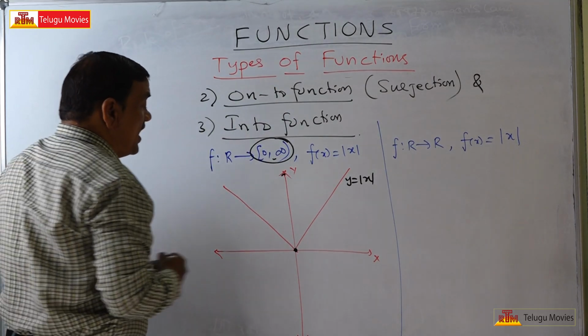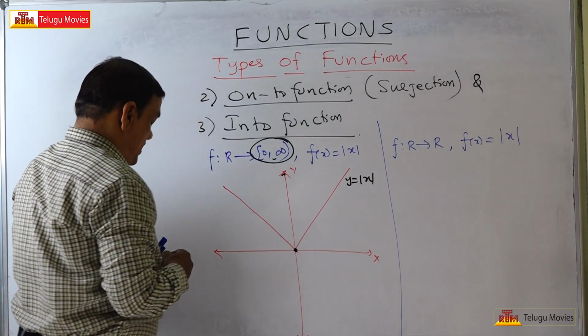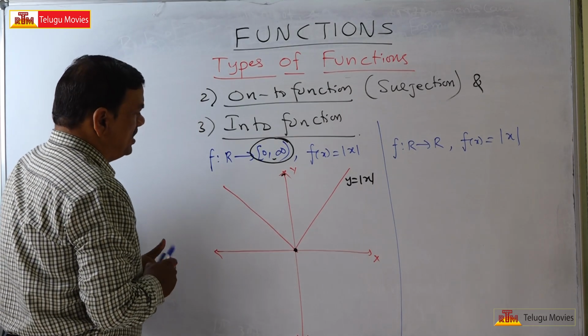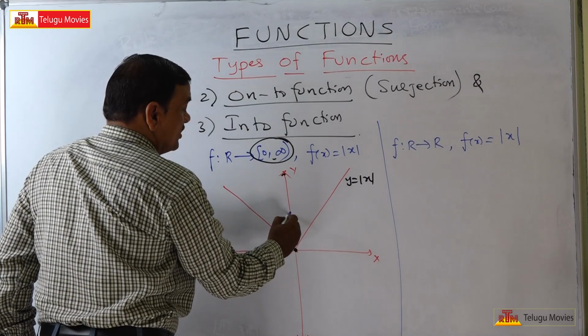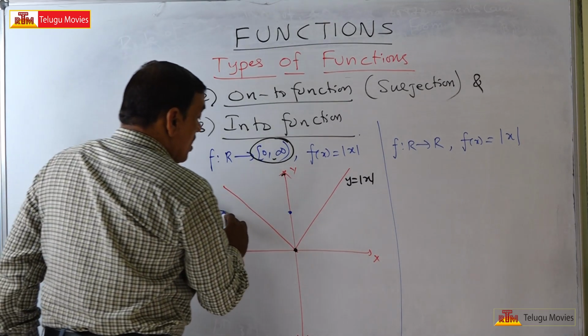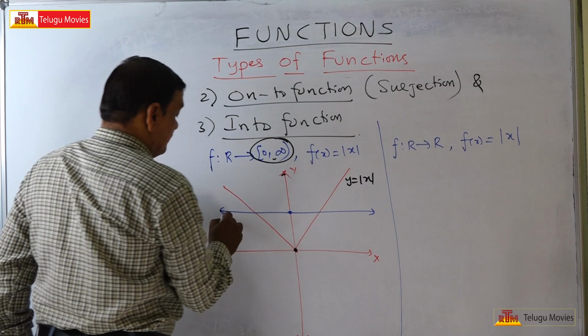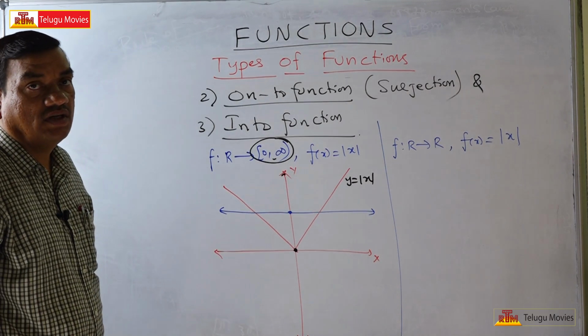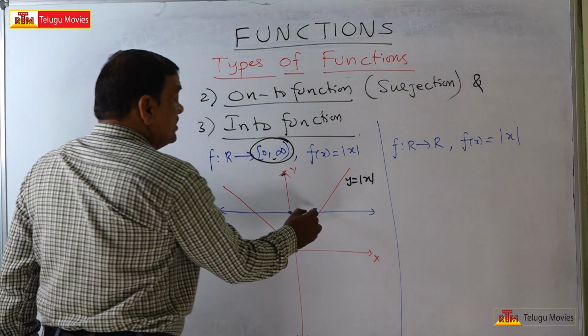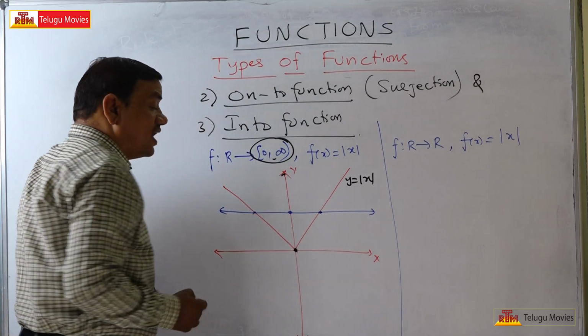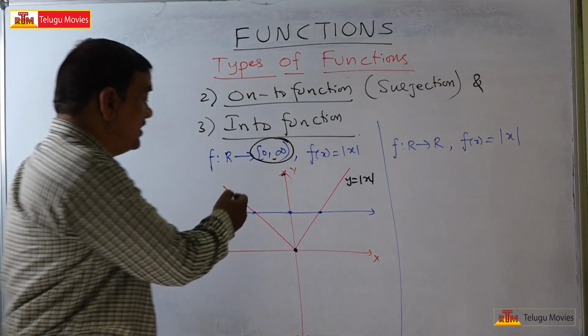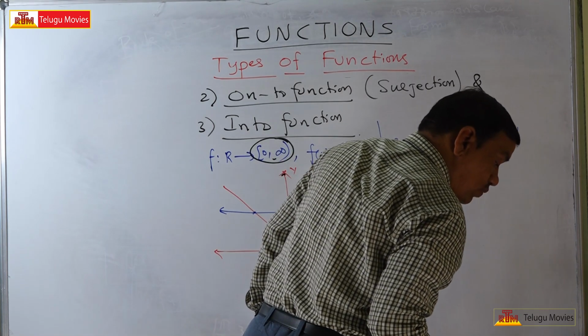Now take any number you like from 0 to infinity. Let us take 2, 3, 4. Draw a horizontal line. Understand? See here, does it intersect the graph at one point or two points?